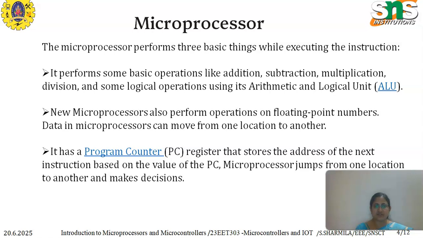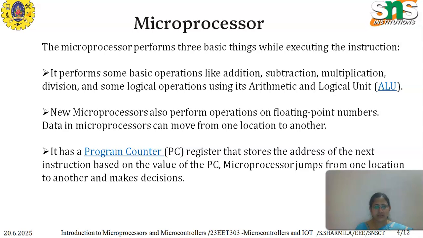The first one is basic operations like addition, subtraction, multiplication and division. Including this, the logical operations are also performed using the arithmetic and logical unit. Normally we call this the ALU in the microprocessor. In addition to that, the new microprocessors also perform operations on floating point numbers. Previously, it performed on decimal and hexadecimal numbers. Nowadays, it performs on floating point numbers also.